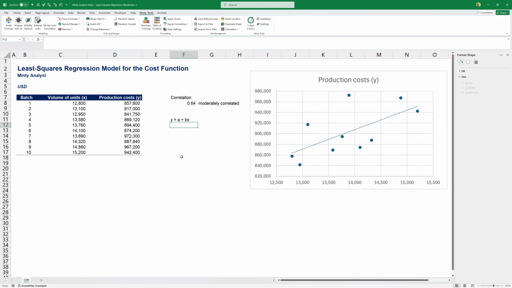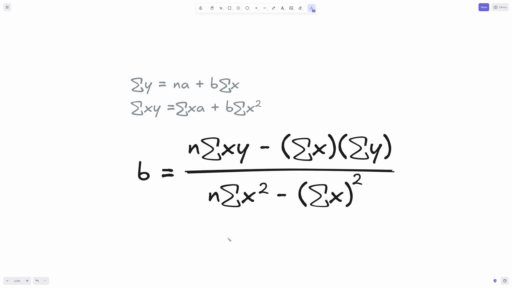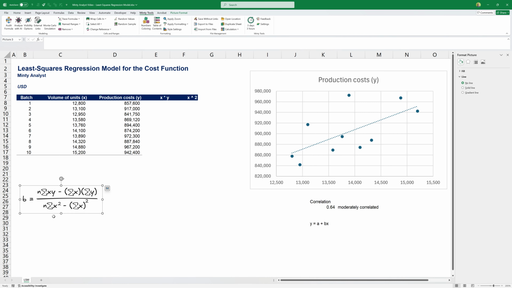Okay, so now that we have that, let's calculate some supporting functions. I'm actually gonna move that over here so it's out of the way. And in order to calculate b, we need x multiplied by y, and we need x to the power of 2. We copy that formatting here, and this is where I'm getting those. So let's just bring that formula over here for reference.